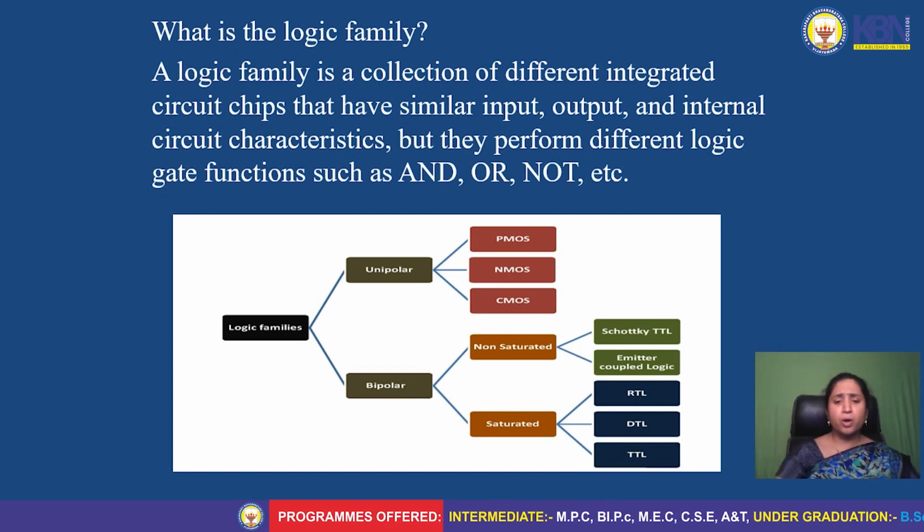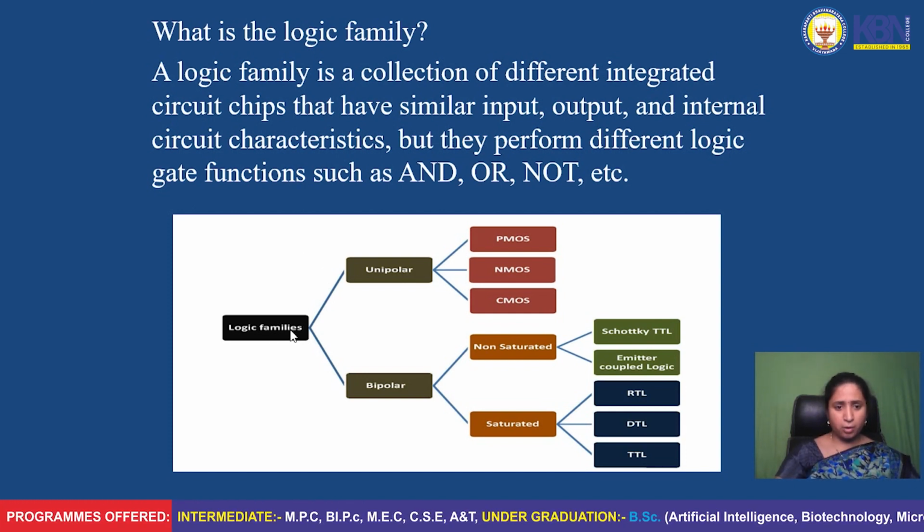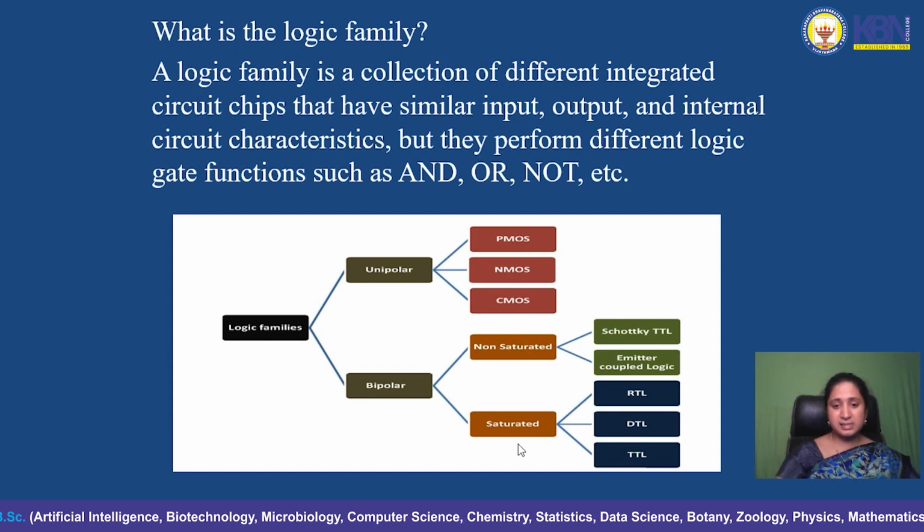These are the different logic gates. So now here we can see the block diagram of logic family. Logic family consists of two types, it means unipolar and bipolar. Unipolar has some types, it means PMOS, NMOS, CMOS. And bipolar has two types, non-saturated and saturated.